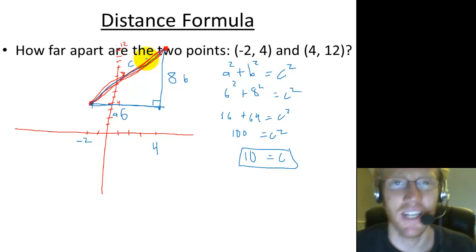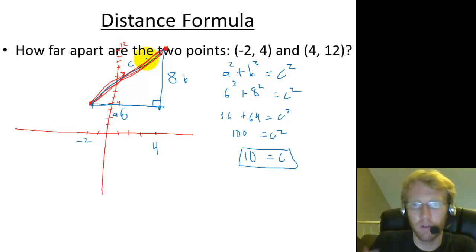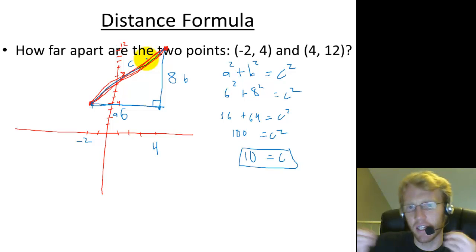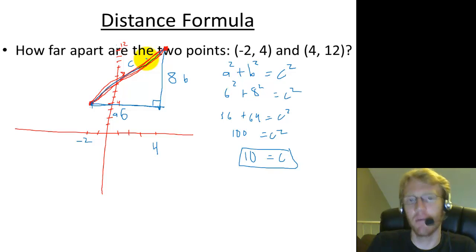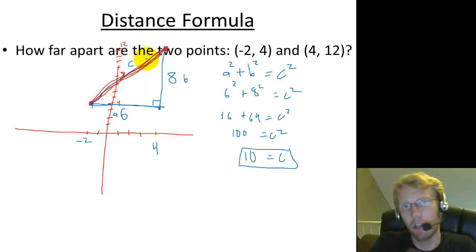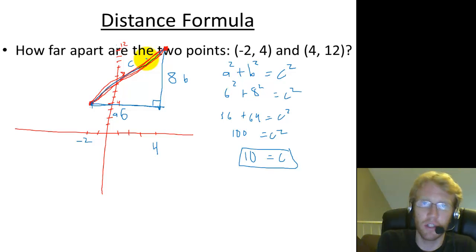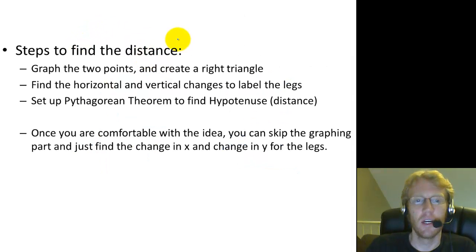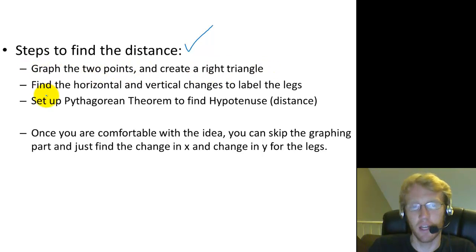So by using that as an idea, we can develop a formulaic method for solving this. But the idea always comes down to using the Pythagorean Theorem. If you forget the distance formula, just draw a triangle in there, find the length of the horizontal distance and the length of the vertical distance, and you can solve it that way. So here are the steps formalized. Graph the 2 points and create a right triangle. We did that. Find the horizontal and vertical changes to label the legs of the triangle, and then set up the Pythagorean Theorem to find the hypotenuse.